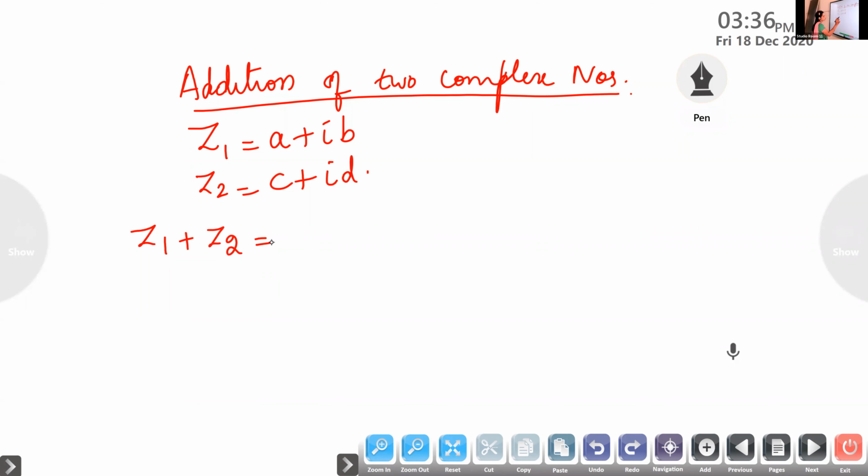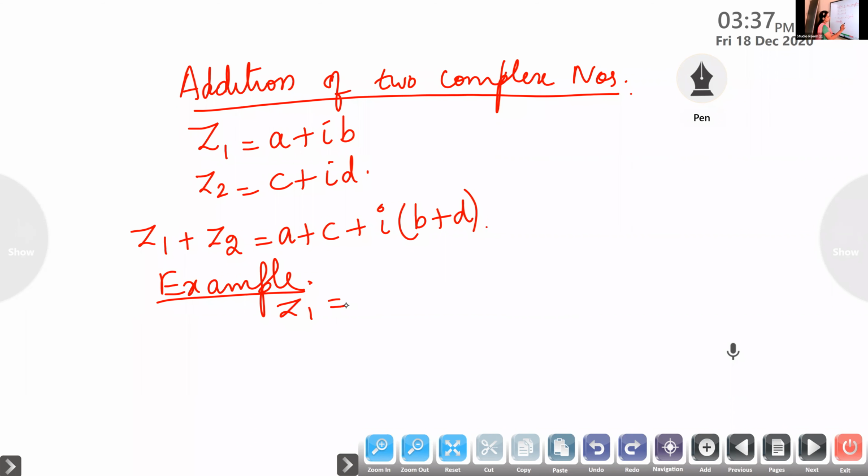What is Z1 plus Z2? Add real part with real part, imaginary part with imaginary part. So it is A plus C plus I into B plus D. Okay, Z1 plus Z2 is A plus C plus I into B plus D. Let's do one example.